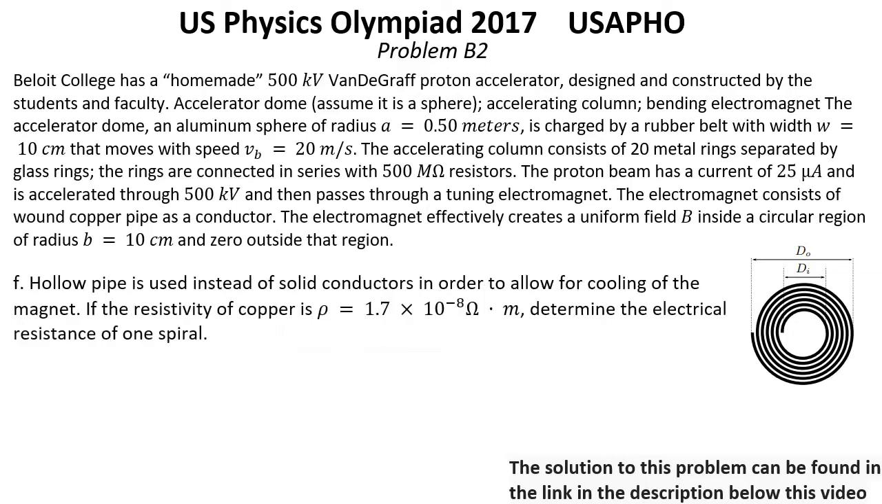Question F. Hollow pipe is used instead of solid conductors in order to allow for cooling of the magnet. If the resistivity of copper is rho equal 1.7 times 10 to the power negative 8 ohm meter, determine the electrical resistance of one spiral.